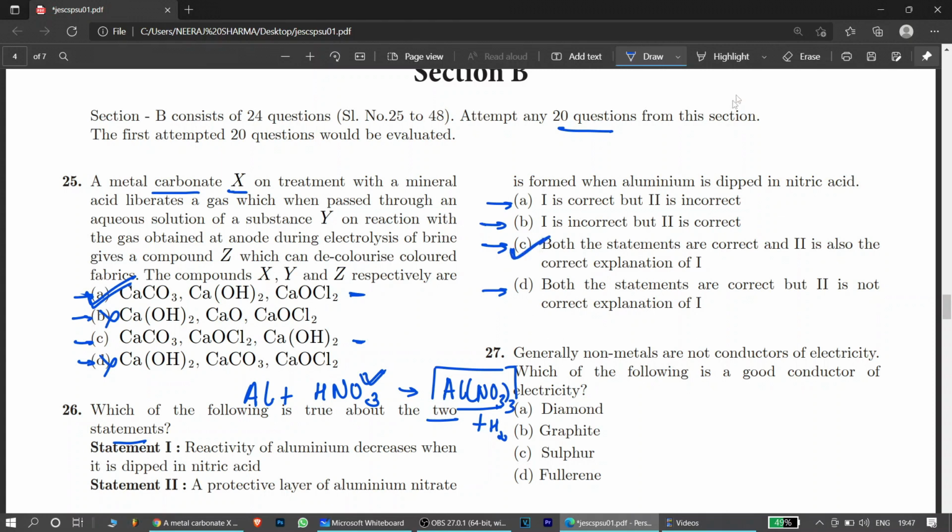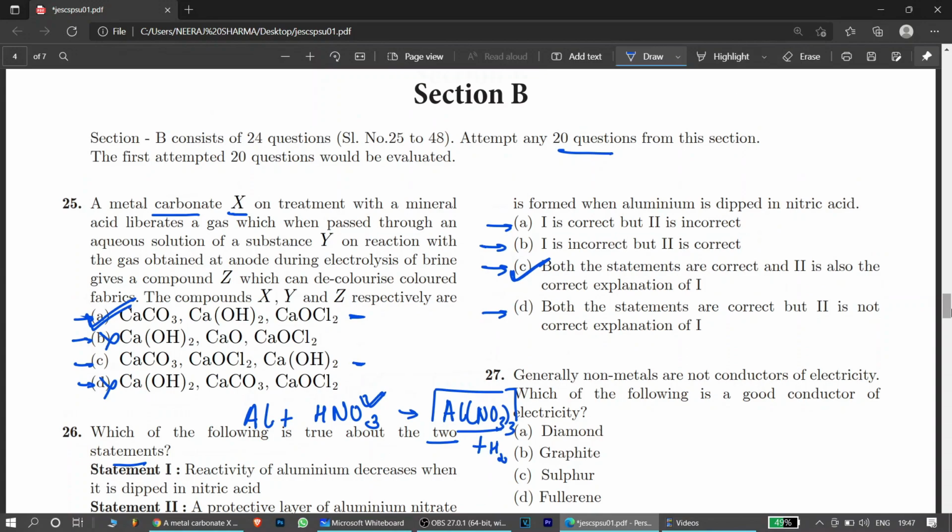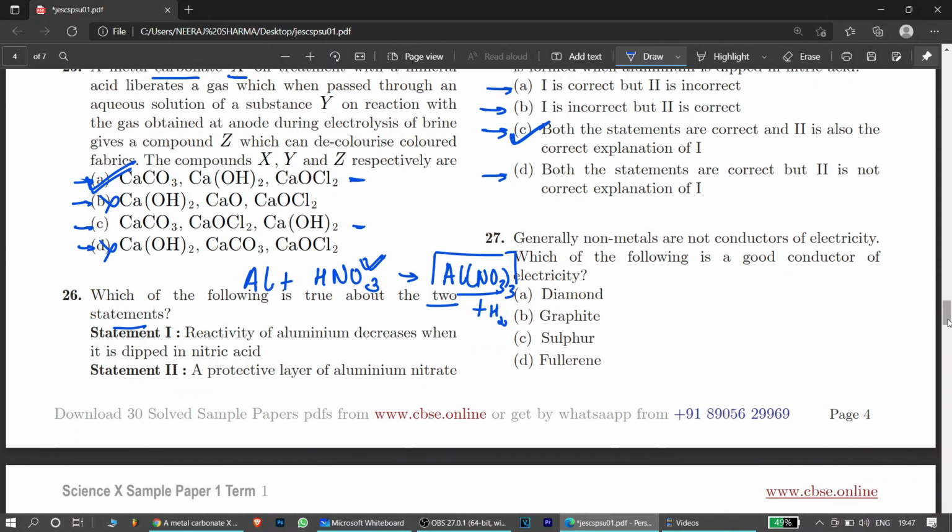Coming to question number 27. Generally, non-metals are not conductors of electricity. Which of the following is a good conductor of electricity? This is a very easy and simple question. You already know the non-metal which is a good conductor of electricity is graphite, because it has free electrons present in it.